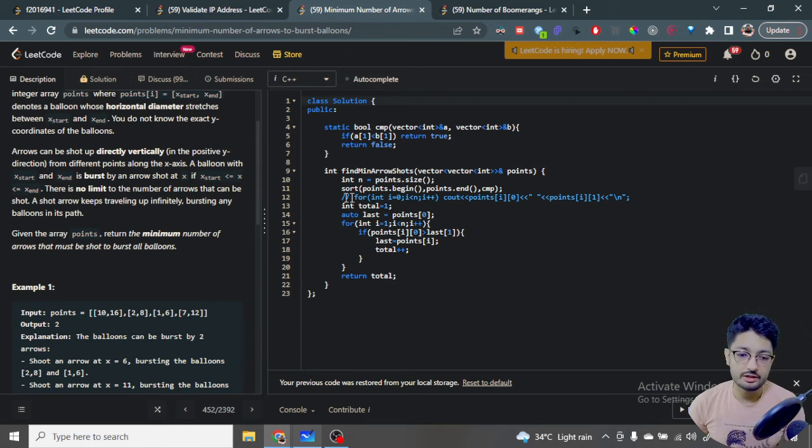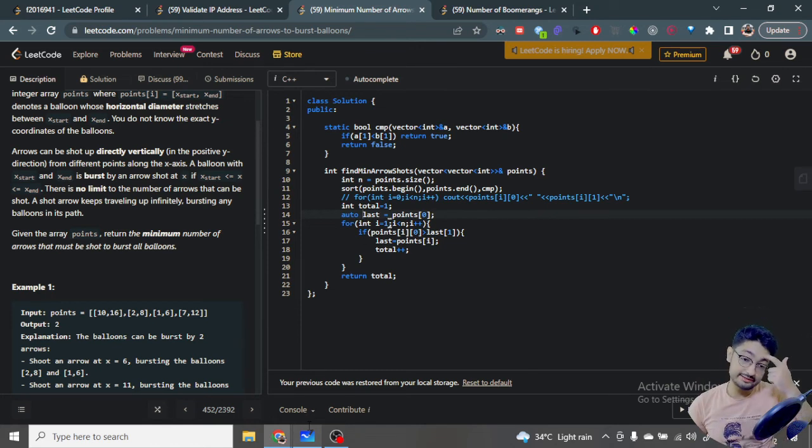Then the total is 1 eventually, obviously, because at least one arrow is always required to burst a balloon. Then we'll start on the second point. We will always take the first segment to burst with the arrow, and then starting on the second segment, we'll check whether it is overlapping with the previous segment. So this is the last segment that we check all the subsequent segments against, until we move to the next segment. The last segment is index 0, because we have already taken that into consideration.